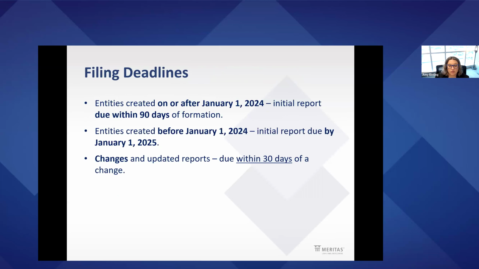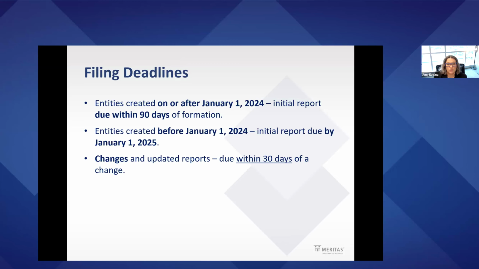Finally, I'm just going to review here the filing deadlines. Entities that were created on or after January 1, 2024, your initial report is due within 90 days of formation. Okay, this is something that is in effect for 2024, that 90 days. Starting in 2025, that will be reduced to 30 days. So any new entities created will have currently 90 days, but starting in 2025, will have 30 days to file with FinCEN.